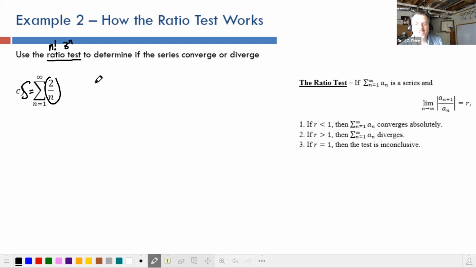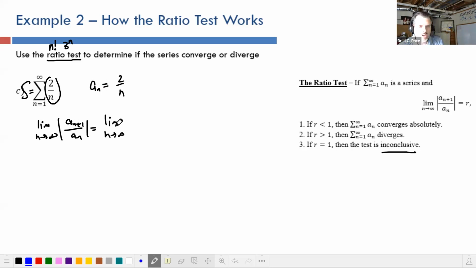So let's just check it out. Which means it's going to be inconclusive. So what's a sub n? a sub n is equal to 2 over n. Let's run our limit on it. So it's the limit as n goes to infinity. You take the nth plus 1 term and divide by the nth term.